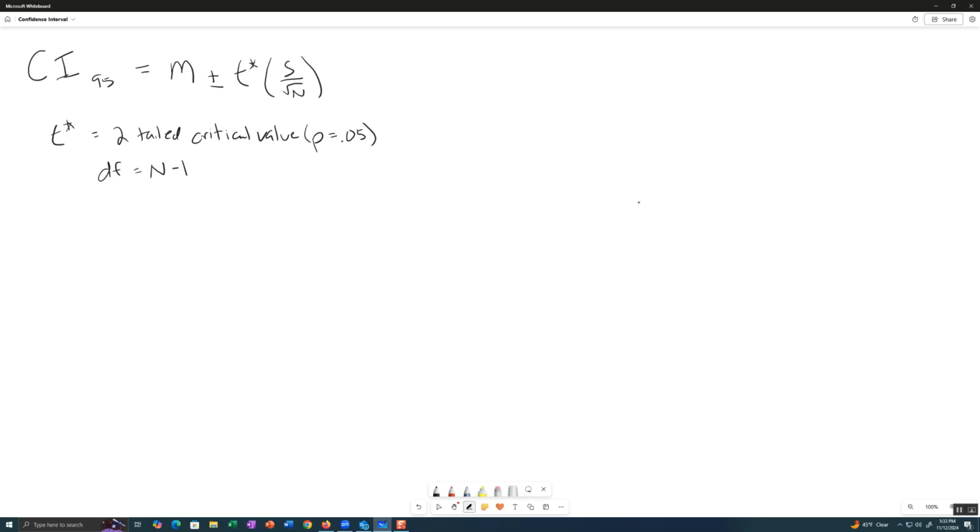Okay? So we need to calculate the degrees of freedom, then we need to look up in the table what this is, and then we're going to find the two-tailed critical value. You're going to multiply that by the standard error here, and take the mean plus or minus that product, and then you're going to have a lower boundary and upper boundary. So let's look at some sample data here.